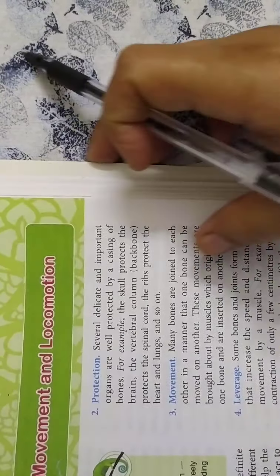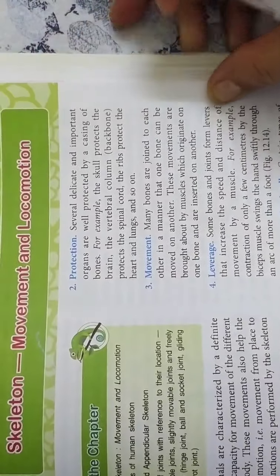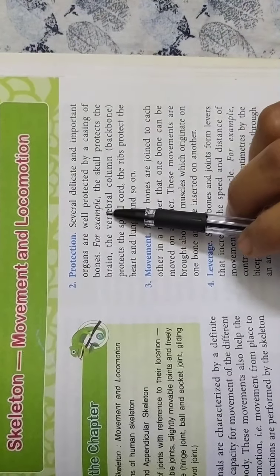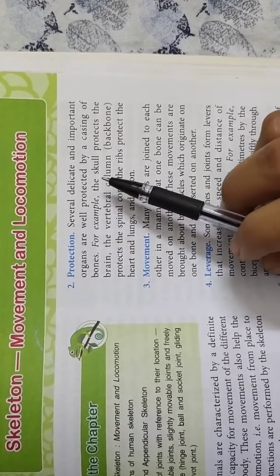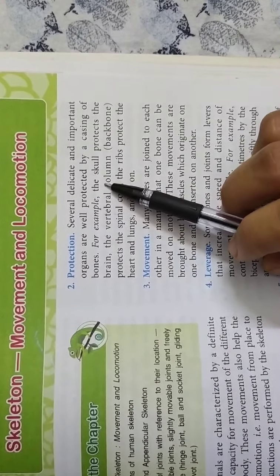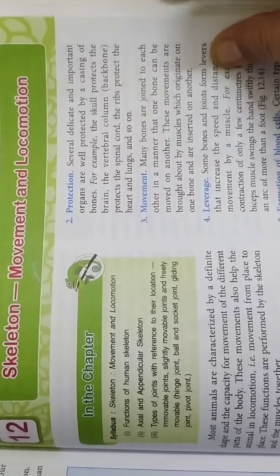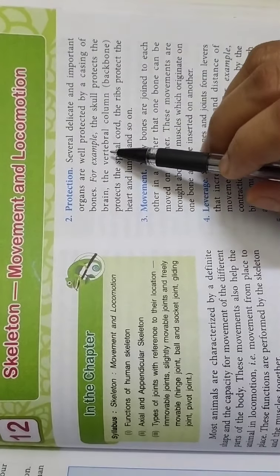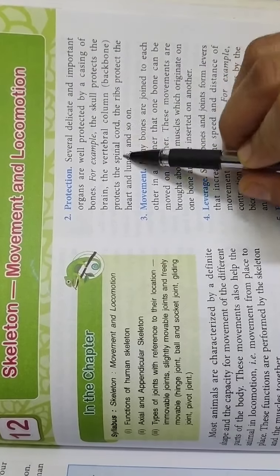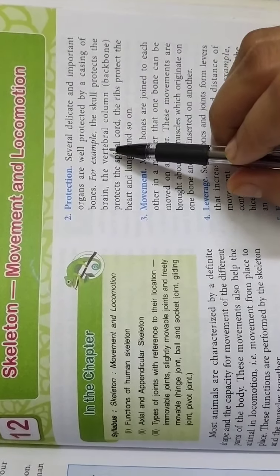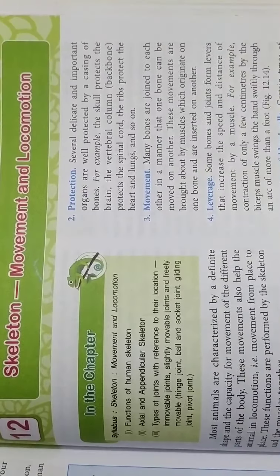Then the second function is protection. You have read earlier that our skeleton system provides protection to the delicate organs. For example, your heart and lungs are well protected by the rib cage. Similarly, your brain is well protected by the skull, and your spinal cord is protected by the backbone, which you call the vertebral column.